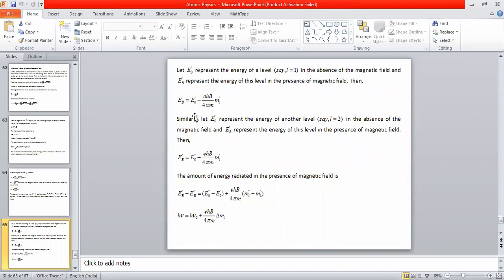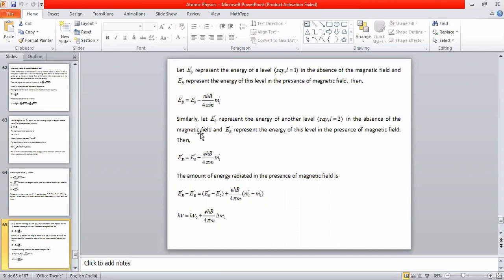Okay, anyhow, EB dash is the energy of the L is equal to 1 level after the magnetic field is applied, and E naught dash is the energy of the same L is equal to 1 state before the application of the magnetic field. So the energy after applying the magnetic field is equal to the energy before applying the magnetic field plus that change in energy. That change in energy is EHB divided by 4πm into ml dash. Okay, this is for one level, L is equal to 1. Let us do the same thing for the L is equal to 2 level.